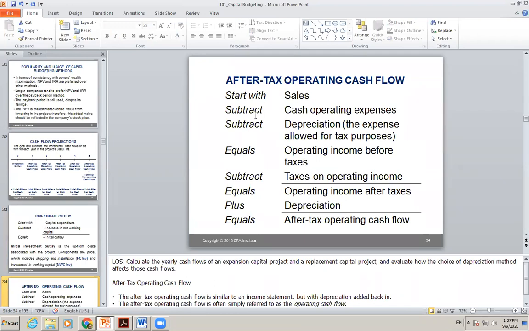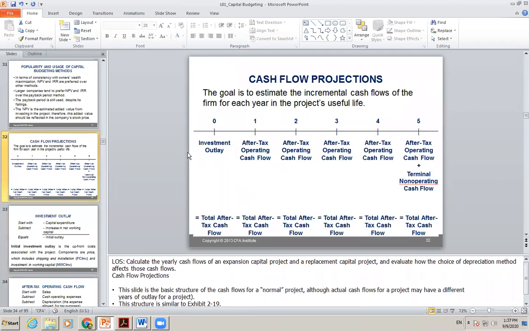And how do we derive it? We know how to calculate the outlay. Investment cost is the investment money you spent plus the change in net working capital. And net working capital is current assets minus current liabilities. But how do we calculate this after-tax operating cash flow for 5 years?